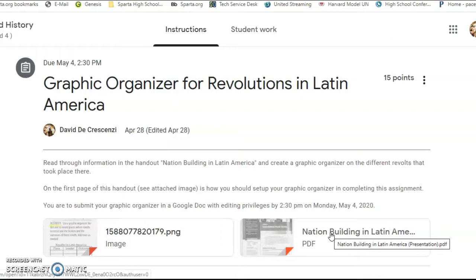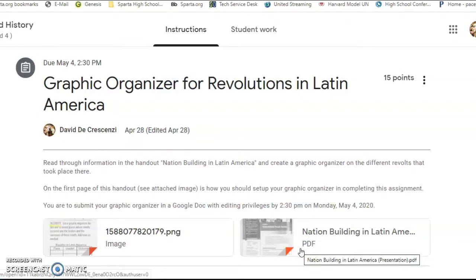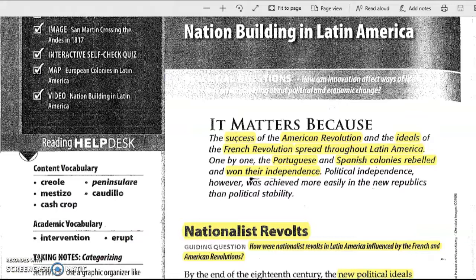You're going to be opening up a Google Doc with editing privileges, and you're going to be creating a chart, a graphic organizer on this information on the different revolts in Latin America. This is where you're getting your information from. I just mentioned the success of the French Revolution spreading to Latin America. Before the French Revolution, the American Revolution inspired the French.